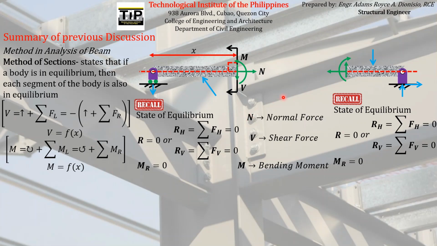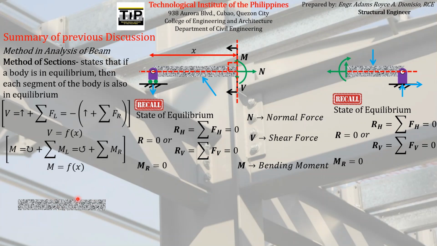And last thing that we have learned from the previous meeting is how the beam actually behaves if it experiences a positive shear, positive bending moment, and positive normal force. So to show how the beam will behave when acted upon by these positive internal forces, let's try to observe what will happen on this particular section of the beam.